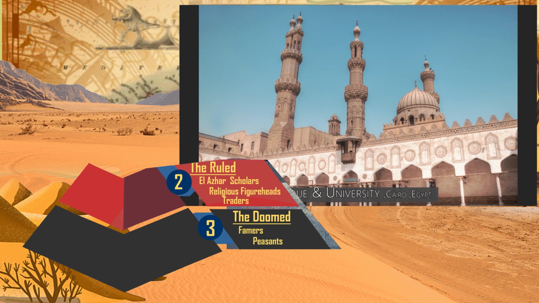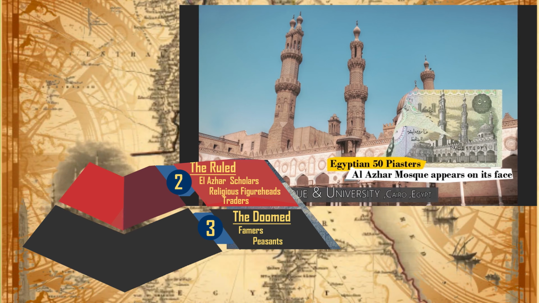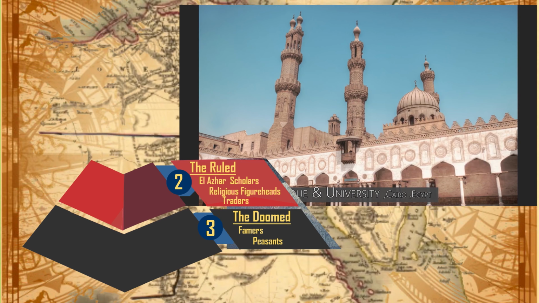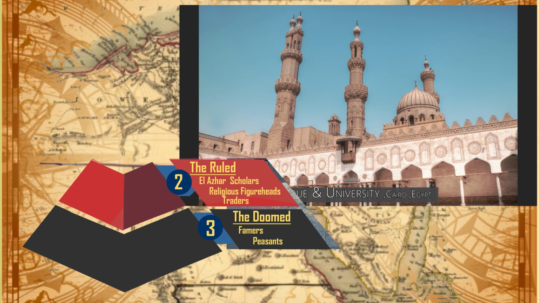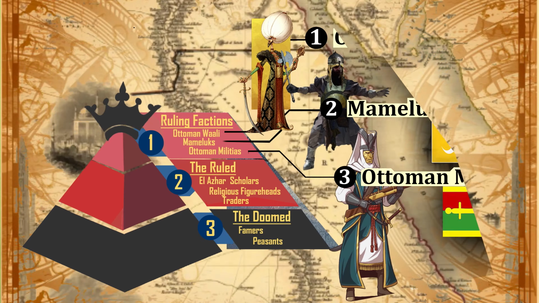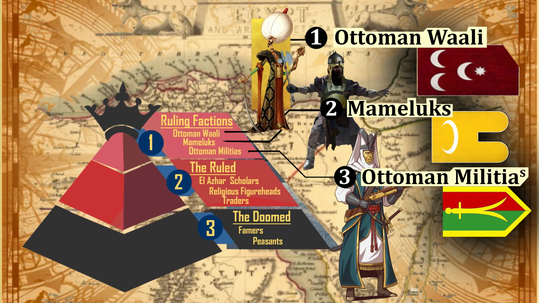We have an entire video about Napoleon's aspirations and motivations in conquering Egypt. Feel free to check it. Those were the two predominant hierarchies in Egypt. In this video we will get to the top of the pyramid. We will be narrating through the ruling factions of Ottoman Egypt.